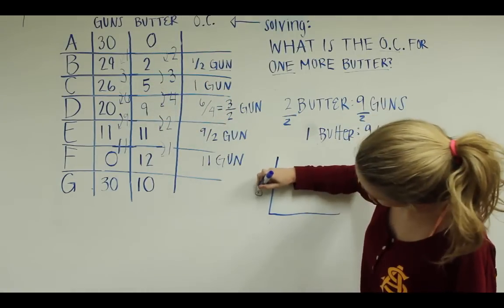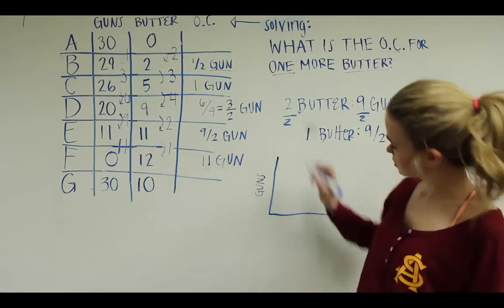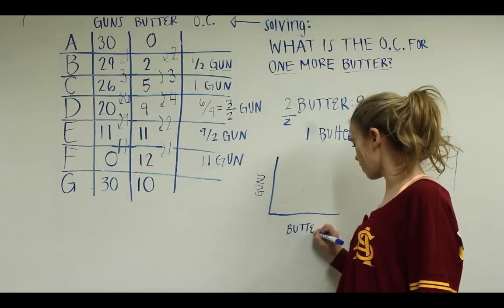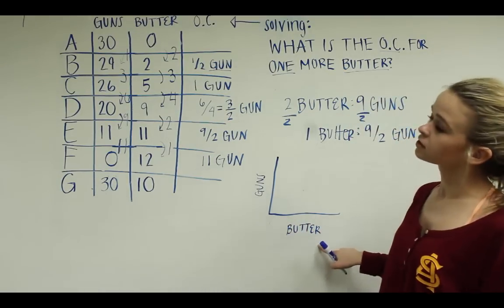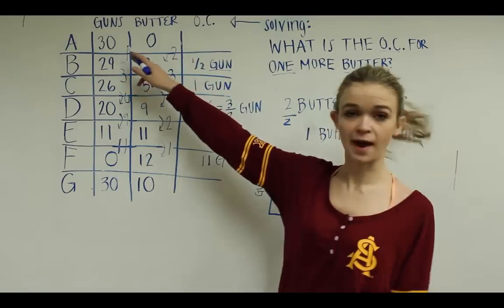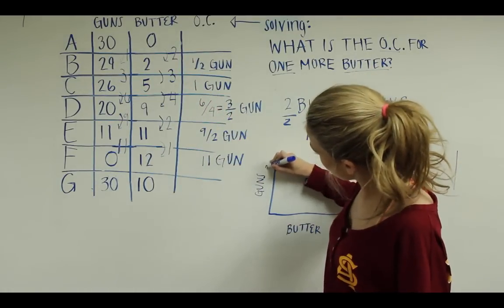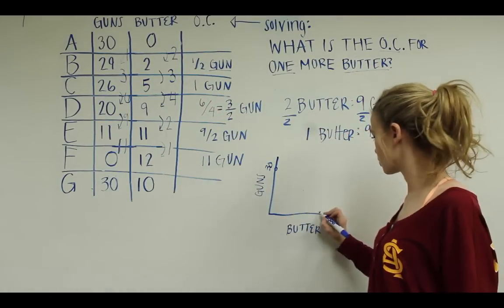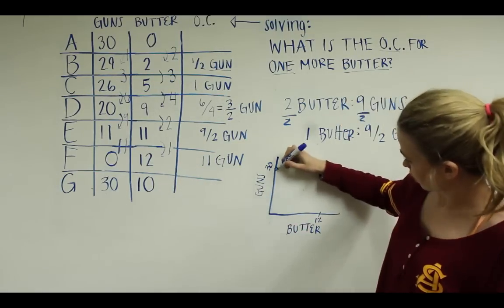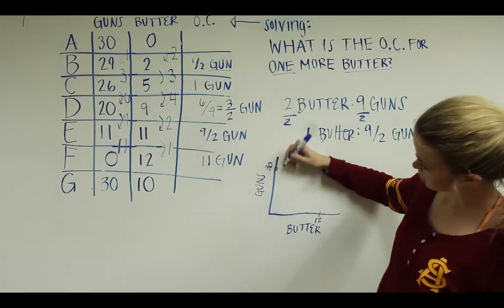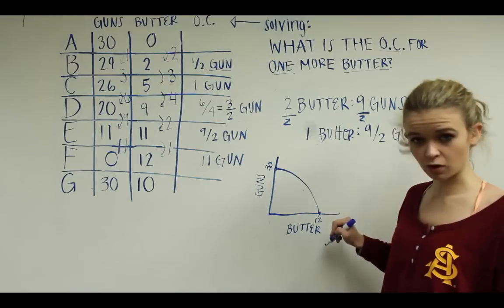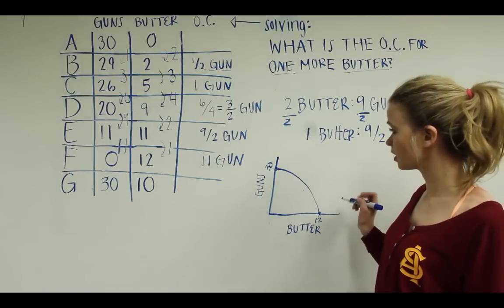If we put guns on the y-axis and butter here on the x, and we plot our extreme points, which means when there's 0 at one and our maximum at the other, 30 and 12. And then for PPCs, if you were to plug all these points in, you'd get the general idea, but I'm just going to go ahead and draw the line so you can become more familiar with it.